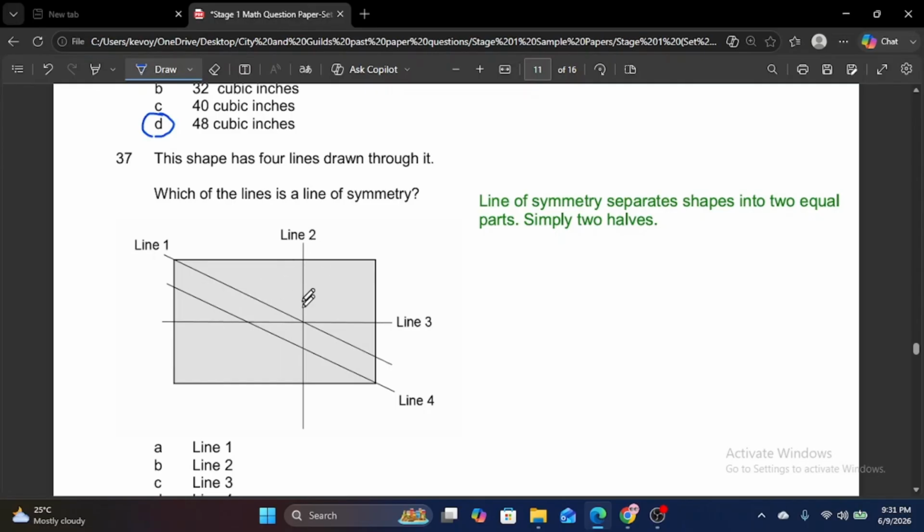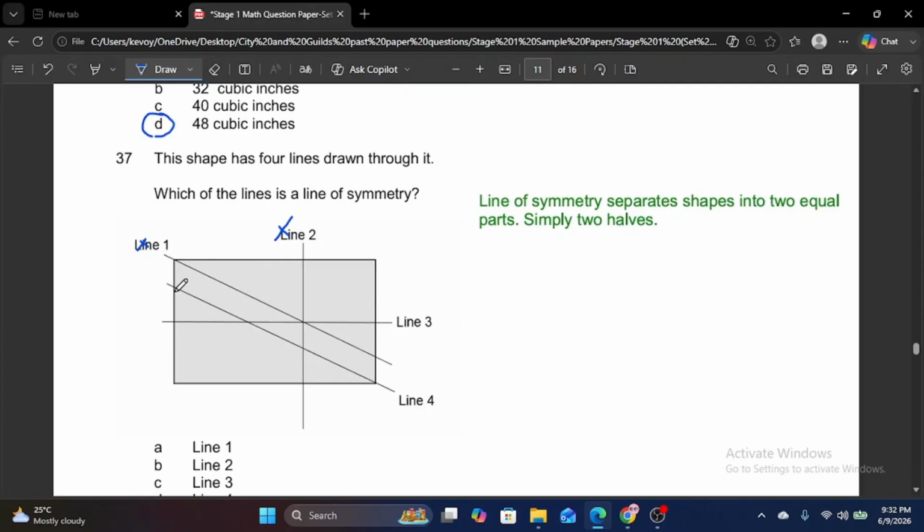So line 2, if I look at line 2, this line right here going down, this part will be bigger than this part. So no, I cannot use that one. It cannot be line 2, so that is out. Line 2, you're gone. Line 1, if I use line 1 right here going down, this side will be larger than this side. So line 1, you're out.